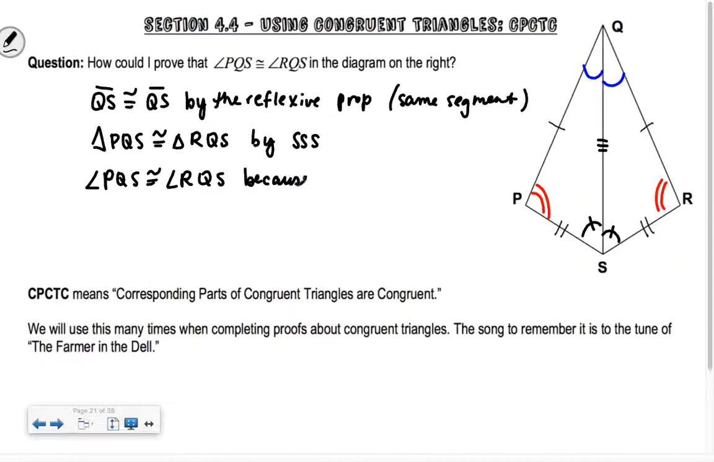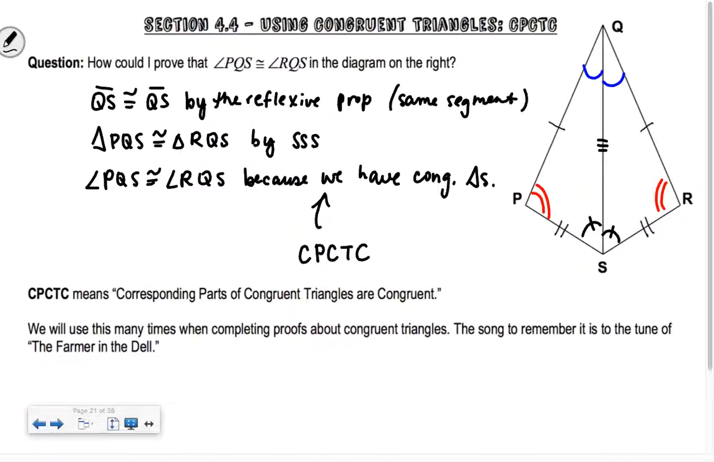Because we have congruent triangles. The reason that we put for this is something new, and it's CPCTC. Every geometry student has trouble remembering the letters. They're like CCP, CT, right? It stands for something, so we need to know what this stands for. It stands for corresponding parts of congruent triangles are congruent.